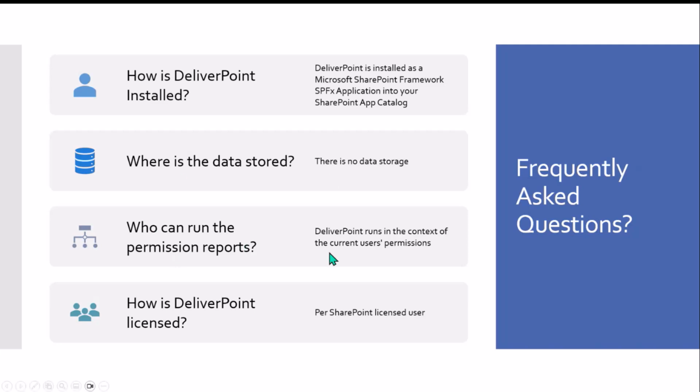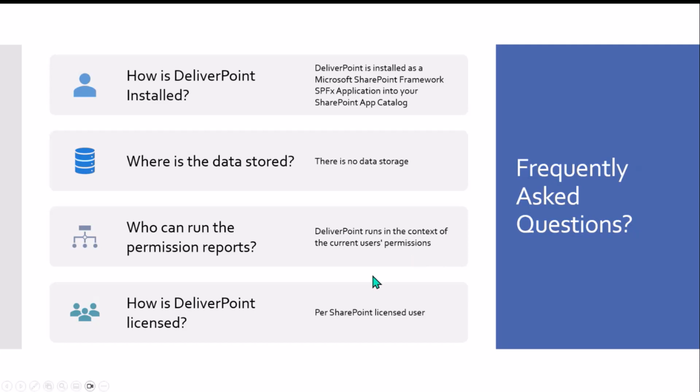Who can run the permission reports is often a good question as well. So you see me accessing DeliverPoint from files and folders inside of document libraries and against the site and so on. That will only show up if the current user has full control. So if you have edit permissions, you won't see the DeliverPoint menu items flagging up at all. So that's just dynamic. You're either going to see it or not based on the security trimming that takes place.